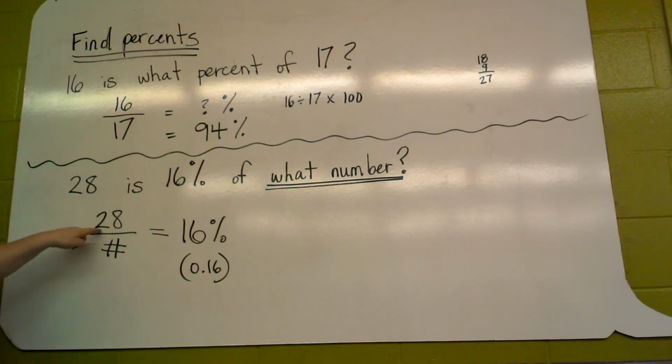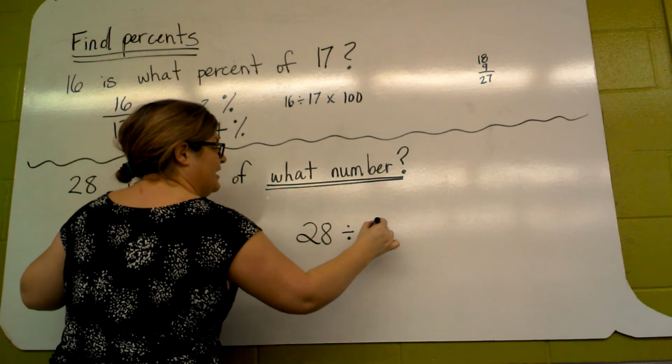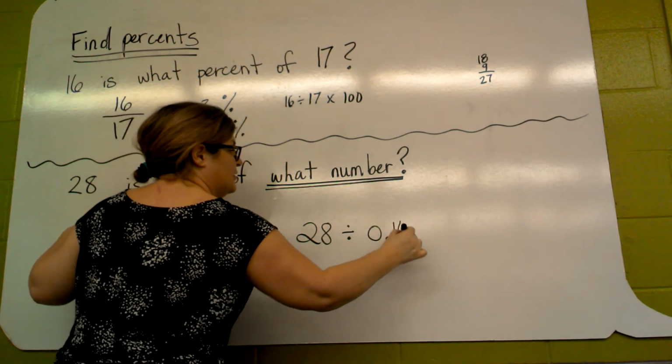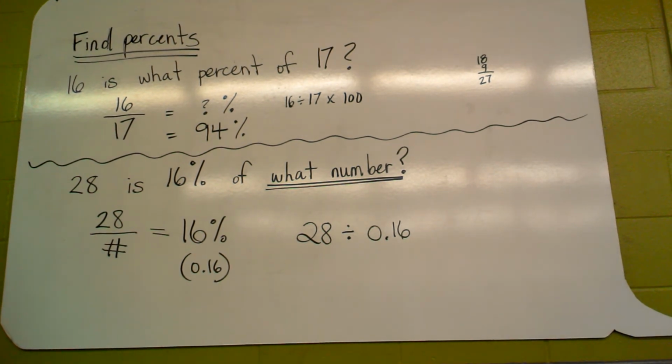So I want you to punch in 28, and I want you to divide by the decimal, that is the percent. And you should get 175. Anyone? 28 divided by 0.16, 175.